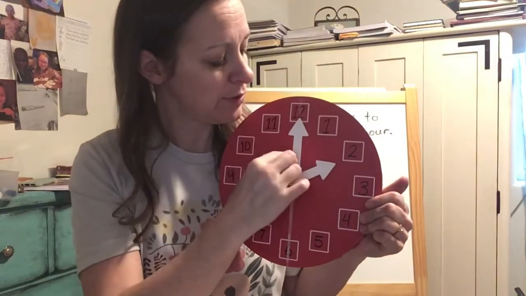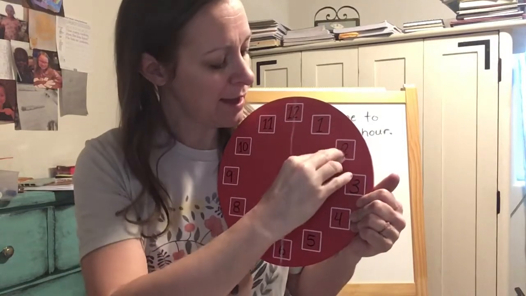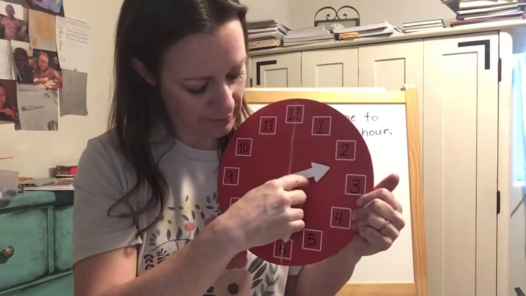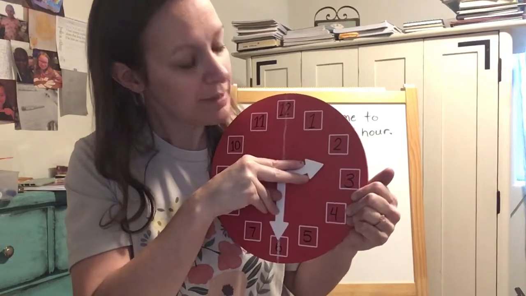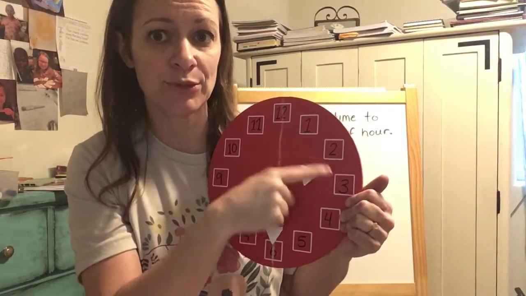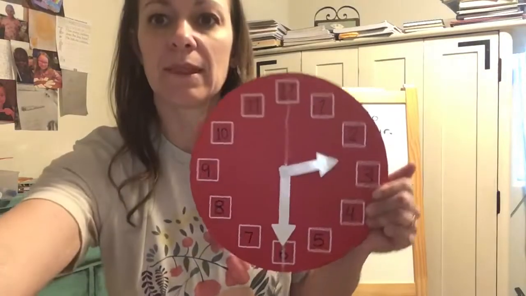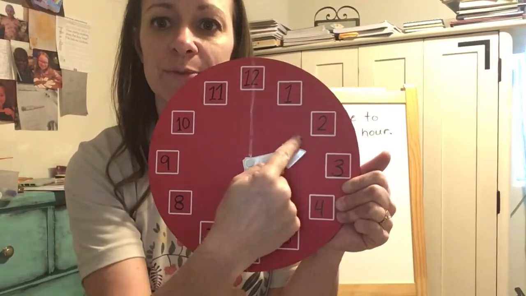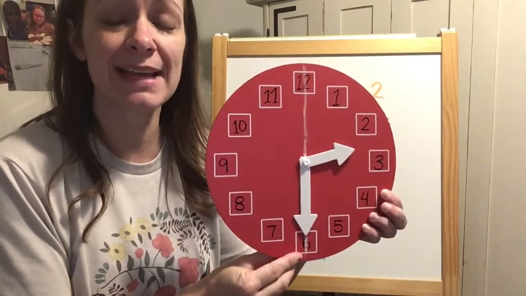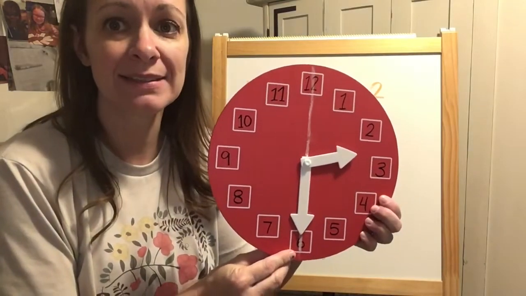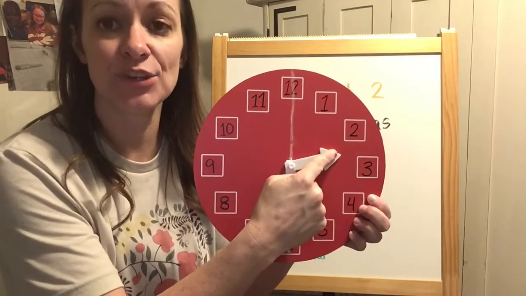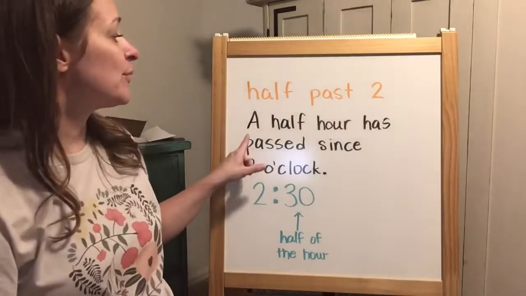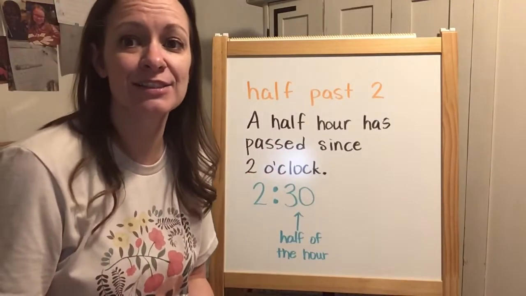Now watch as I move my big hand halfway around the circle down to the 6. And as that moves halfway, my little hand is going to move halfway between our 2 and our 3. Do you see how it moved halfway down and this one moved halfway through the 2 and the 3? When the big hand is down on that 6, we call that half past. The big hand has gone halfway around the circle, so it would be half past, in this case, half past 2. So that means that a half hour has passed since 2 o'clock.